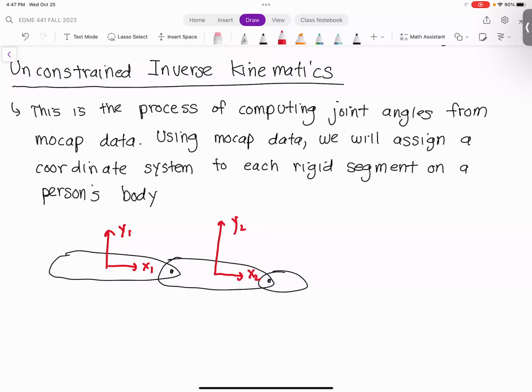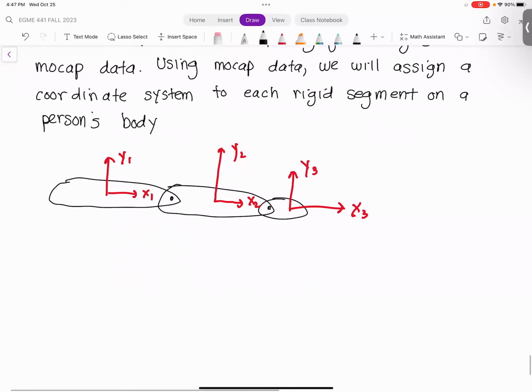But they also don't have to be. Sometimes you may want to put the axes at a different location. And as the person goes about their motion, these coordinate axes are going to stay fixed to that segment and rotate along with that body segment.